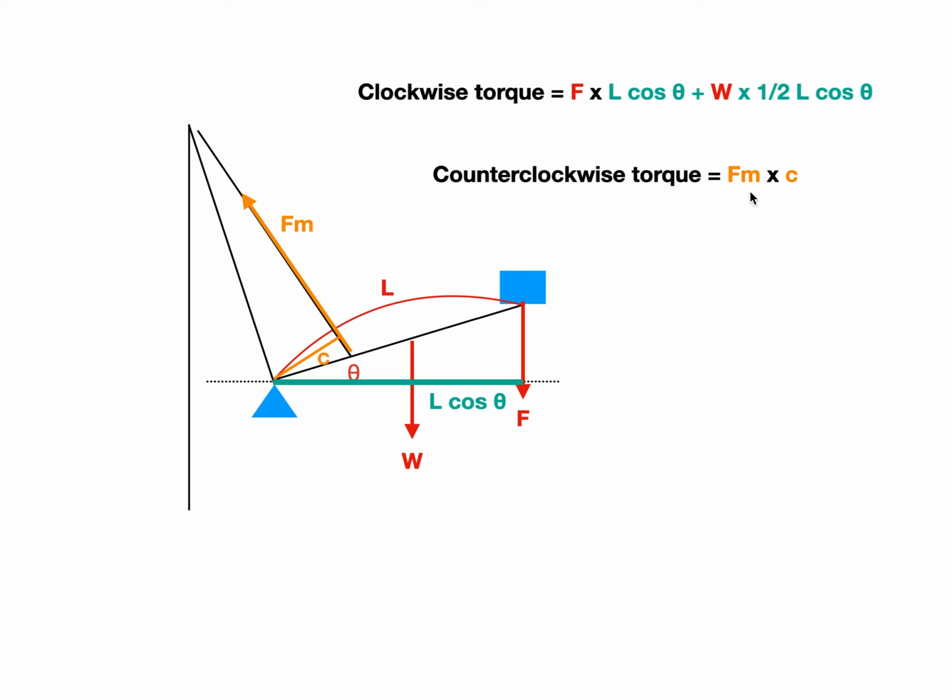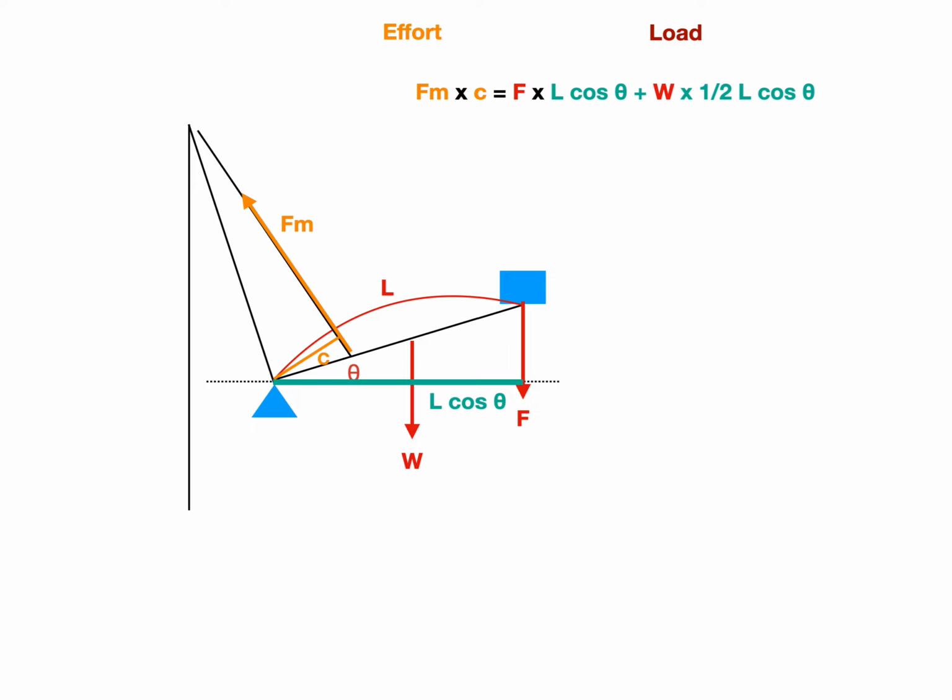And that'll be Fm times C, force times moment arm, right? Force times moment arm. All right, so we have all the clockwise torque and all the counterclockwise torque. If the system is stable, so we're holding the dumbbell and it's not moving anywhere, these two things should equal each other, right? So Fm times C is the torque generated by the bicep, and that's the effort from you. And the load is generating a certain clockwise torque by the object you're holding and also the weight of the forearm. So that's the load, and here's the effort.